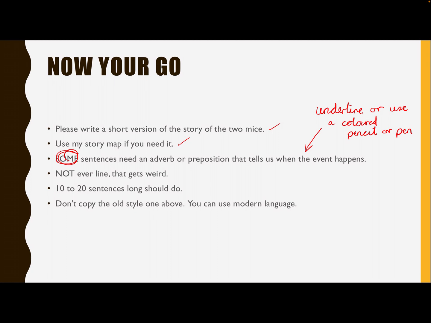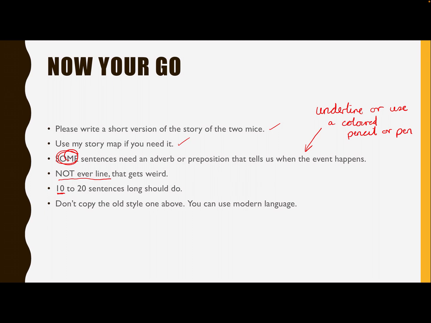Do not do it for every line. If every single line says next he did this and then he did this, after that he did this, soon he did this, the next morning he did this, then it gets weird, really weird. So not every line, but some of them. I think between 10 and 20 sentences. 10 sentences is basically one sentence per picture. 20 sentences is about as long as the original. Please don't make it like 2 pages long because that's not a fable. It's not what we're aiming for.